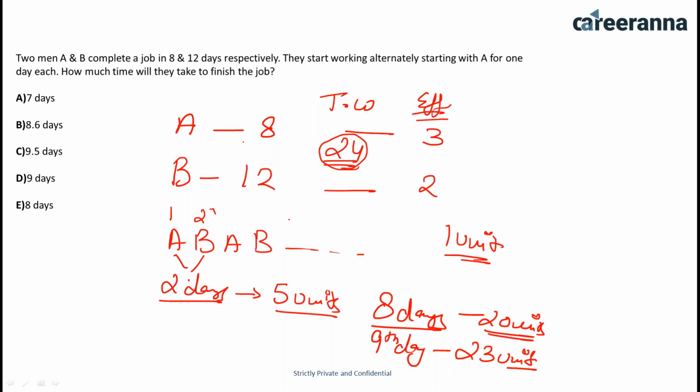But if on the 10th day B works, he is going to complete 25 units of work. So B is not going to work for a full day. He is only going to work for half a day. That means 9 and a half. So to complete 24 units of work, they have to work for 9 and a half days, that is 9.5. So in the options, C is the right answer.